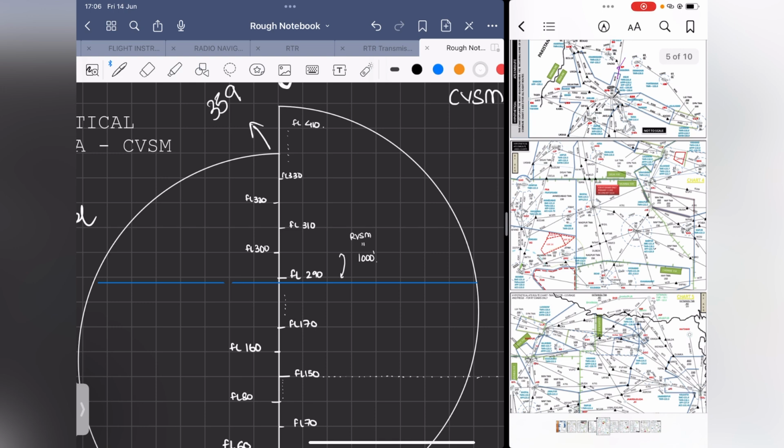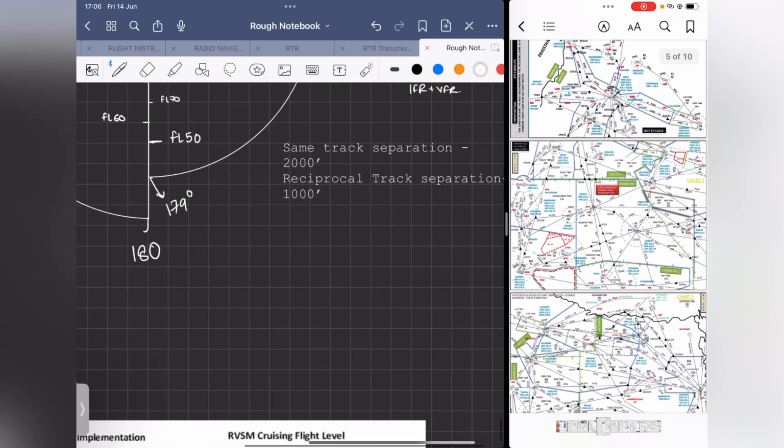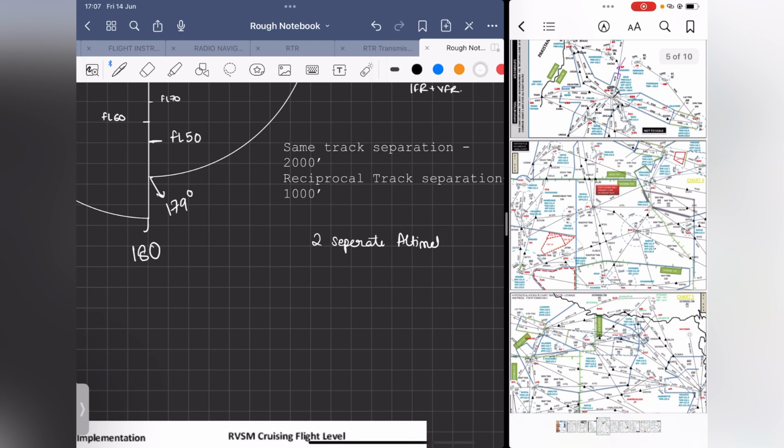There are 5 basic requirements which you will have to keep in mind when you're thinking about RVSM. Your first requirement would be that you have to have 2 separate altimeter systems. Why is that? See, one altimeter could fail, so just as a backup, you need to have another one. So you need to have two separate altimetry systems.